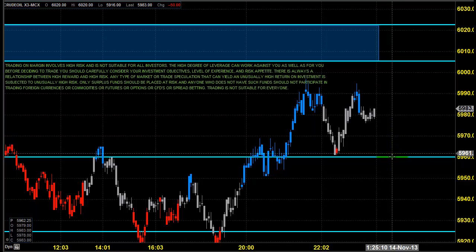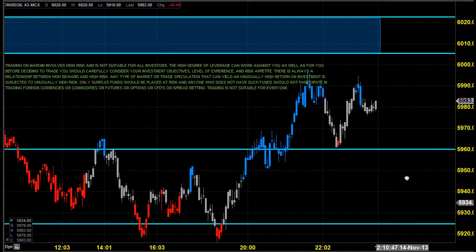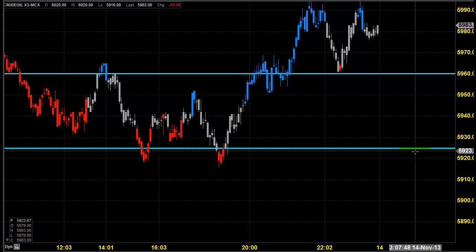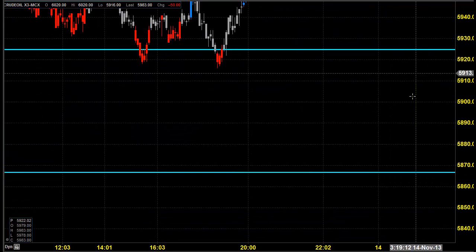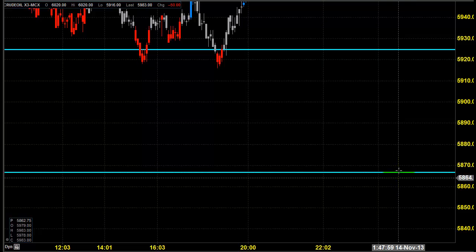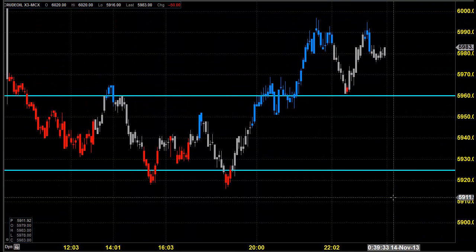So if the trend continues, again the price will come and target this 5920. The next zone is going to be 5866. So stay focused on the trend.